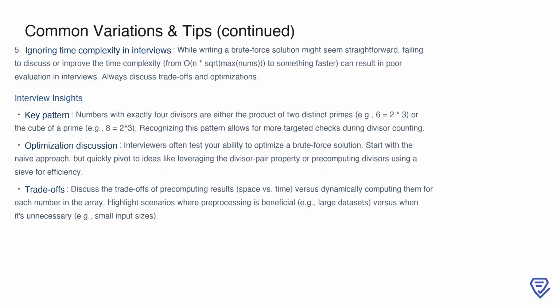Interviewers also look for how well you balance efficiency and simplicity. You could pre-compute results for faster lookups, which is great for large datasets but uses more space. Alternatively, you could calculate divisors dynamically, which conserves space but may be slower for larger inputs. Discussing these trade-offs shows your ability to think critically about problem solving.